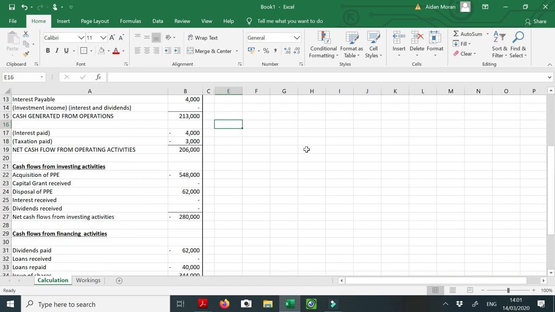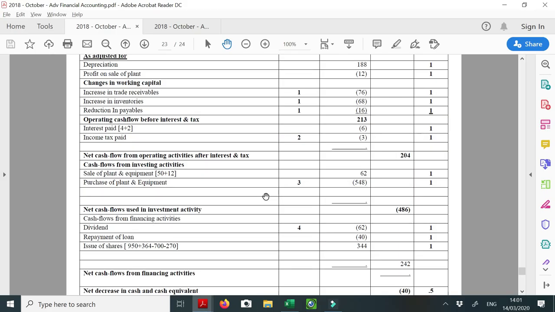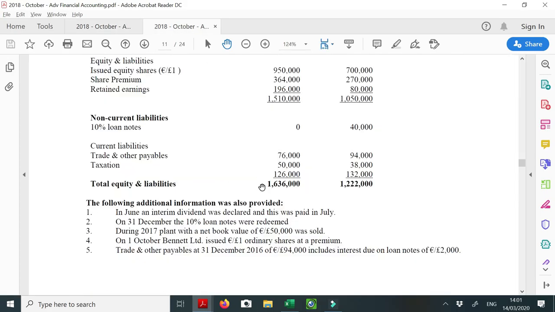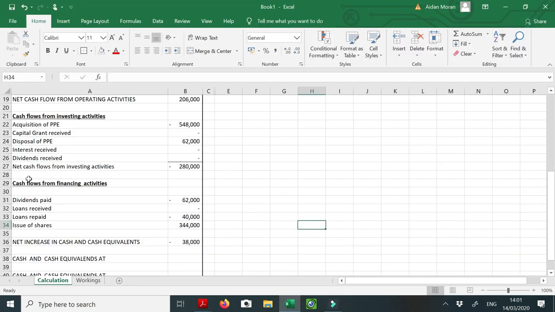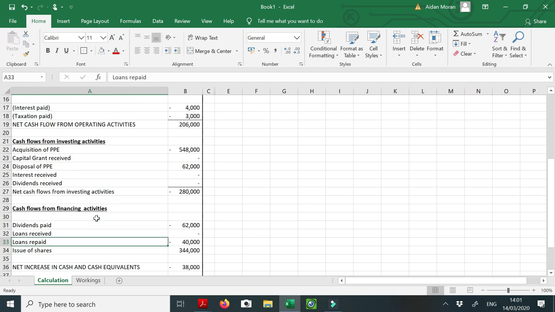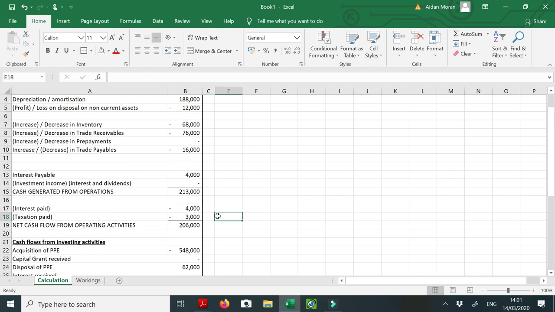Just looking through the question to see if there's anything I missed, and I forgot to include the 2,000. So the interest due on the loan notes was 2,000, and I obviously paid that because there's no interest due. So if there's nothing due at the end of the year, then I've obviously had to pay it. So my interest paid up here is actually going to be 6,000. It's going to be the 4,000 plus my 2,000, which is 6.